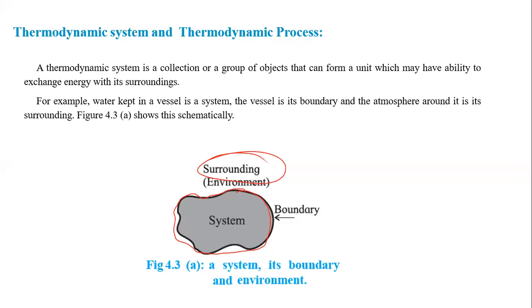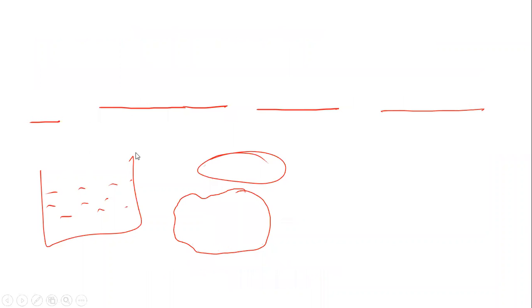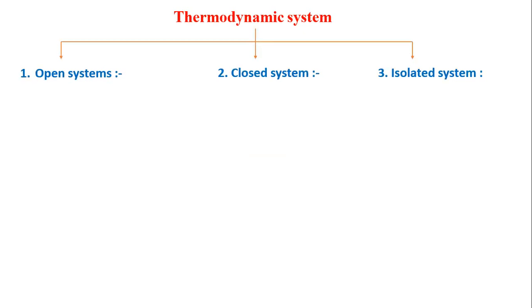For example, here I consider water kept in a vessel as a system. So this is a vessel and water is in the vessel, it is a system. The vessel is its boundary, and the atmosphere around it is the surrounding. Now, we classify the thermodynamic system into three categories. The first one is open system, the second is closed system, and the third one is isolated system.